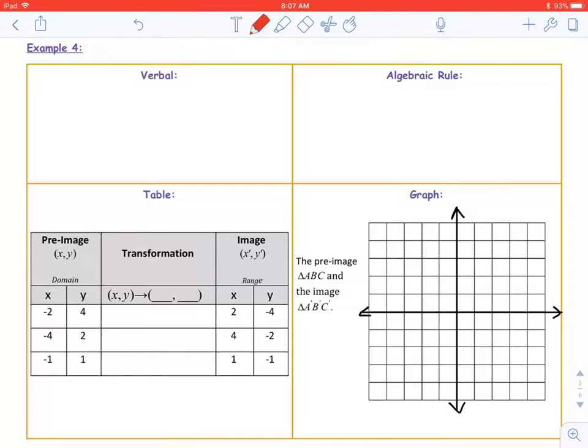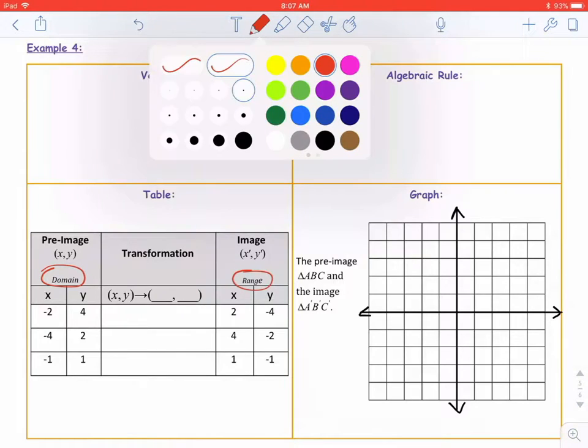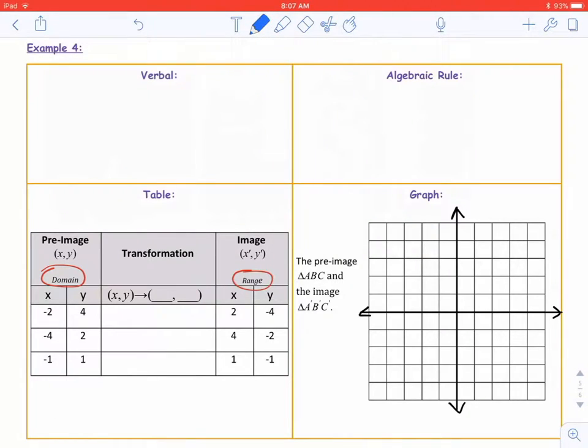Let's look at example 4 for rotations. In this example, we're given all the values for our domain and our range in the table, and we just need to figure out the rest of it. So let's just start by graphing these points and taking a look, because I think that would be the easiest way to figure out what's going on if you can't already determine.